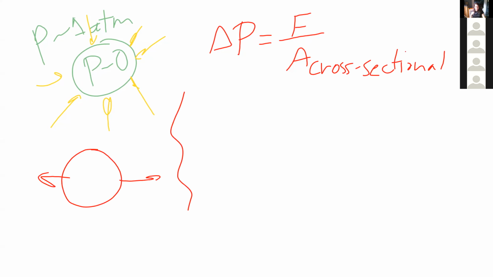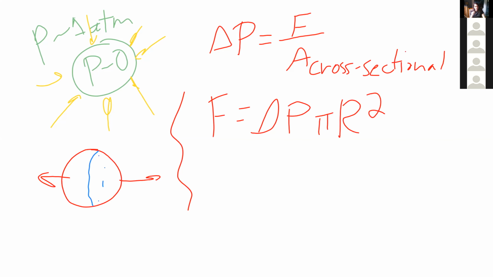Yeah, so in order to find our force, just rearrange this equation. It'll just be delta P times the cross-sectional area. What is the cross-sectional area of a sphere? Well, it's a cross-section that runs through the middle of the object, perpendicular to the force, in other words. You can think of it that way as well, the area perpendicular to the force. So that's just going to be pi R squared, where big R is the radius of the object.